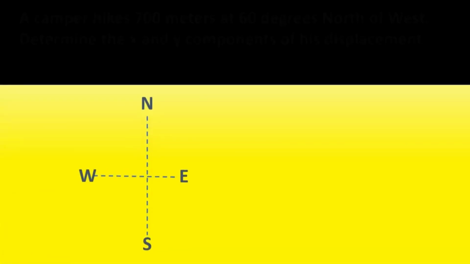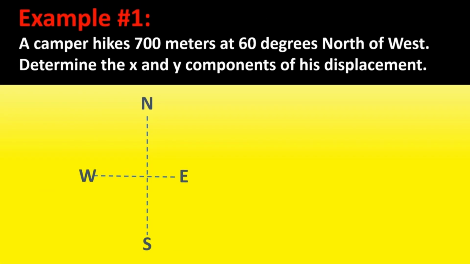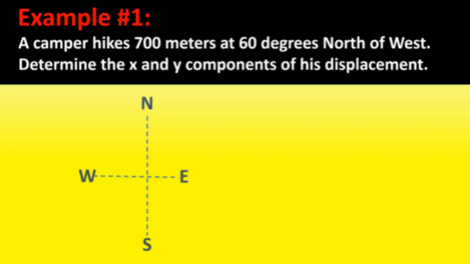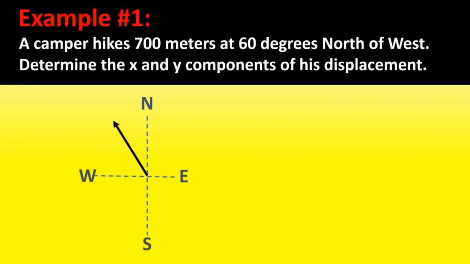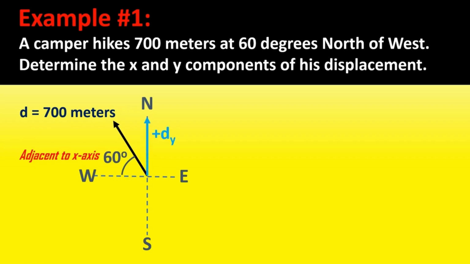Let us consider some examples. A hiker hikes 700 meters at 60 degrees north of west. Determine its x and y components. The displacement is 700 meters and the angle is 60 degrees north of west. This angle is already adjacent to the x-axis. The upward y component is positive and the leftward x component is negative.